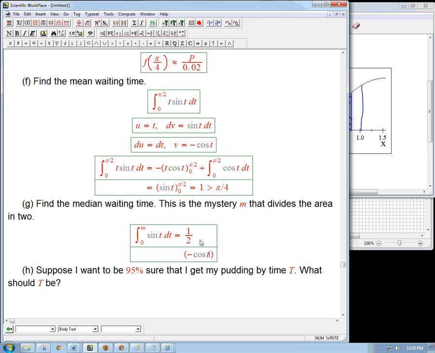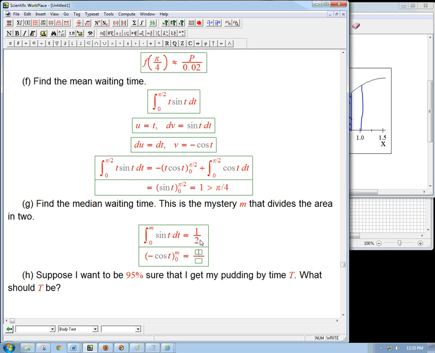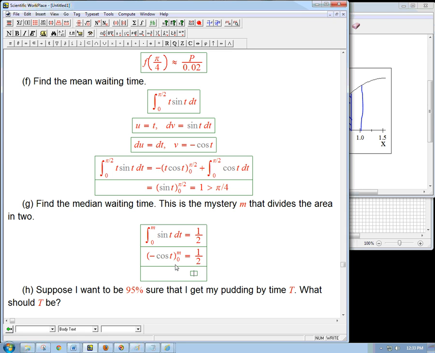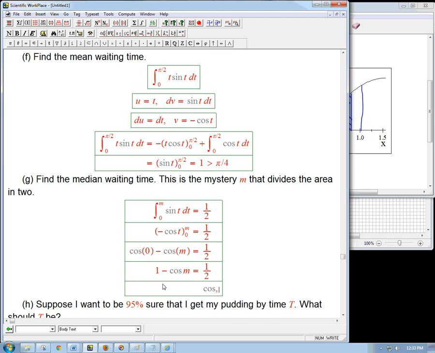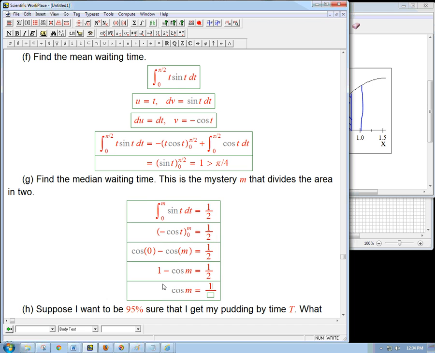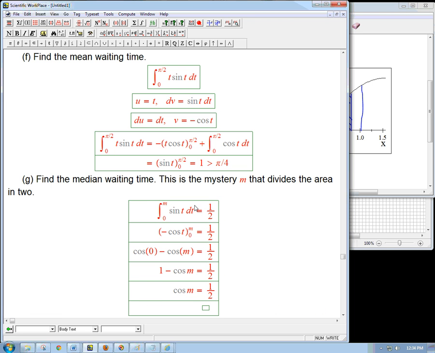That's again minus cosine t. It's getting kind of repetitive here, I know. From 0 to m, the mystery, is supposed to be 1/2. And so the minus is going to flip the order. So it's going to be cosine of 0 minus cosine of m is equal to 1/2. That's 1, so 1 minus cosine m is 1/2. Rearranging things a little bit, cosine m is also 1/2. There's no guarantee that this would have been a nice number, but it happens to be that m is the mystery angle in radians whose cosine is 1/2, and that's pi over 3.